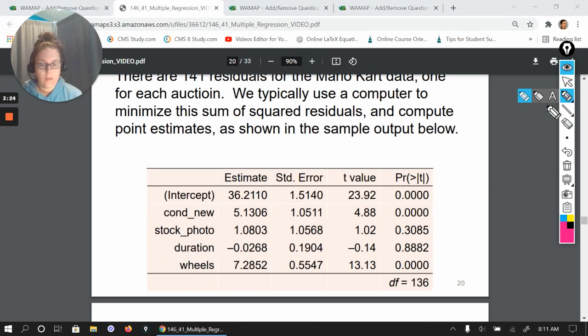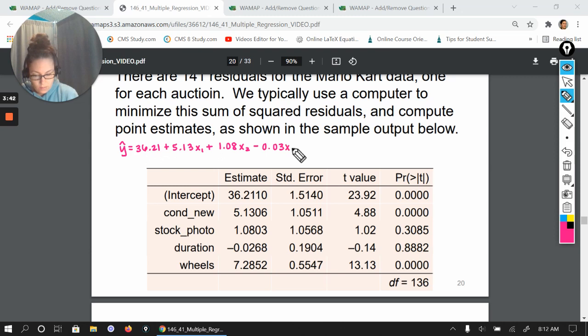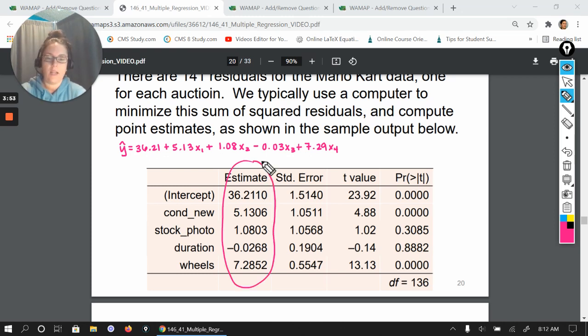Okay. So what we would do is write it as y hat equals 36.21 plus 5.13 x1 plus 1.08 x2 minus 0.03 x3 plus 7.29 x4. So that's coming from this first column of the data table.